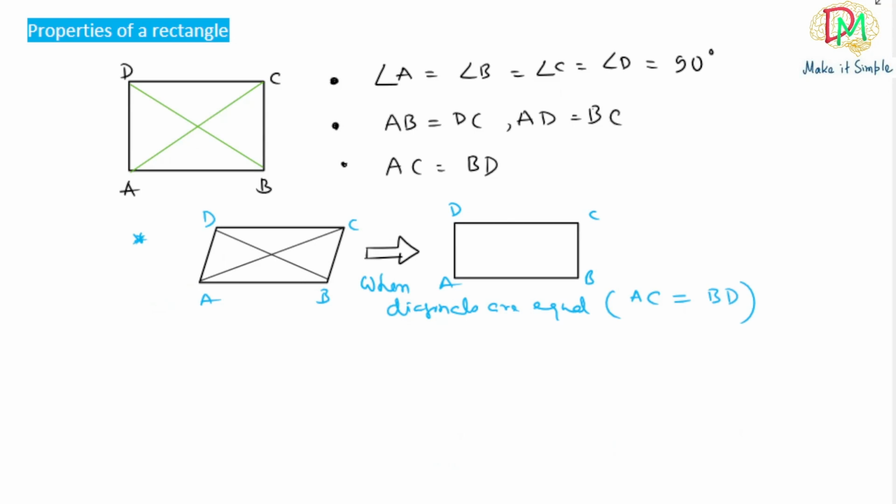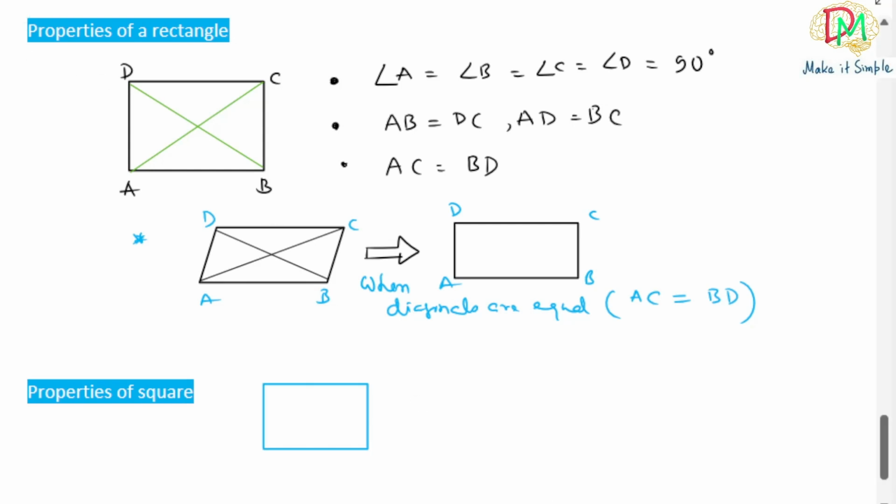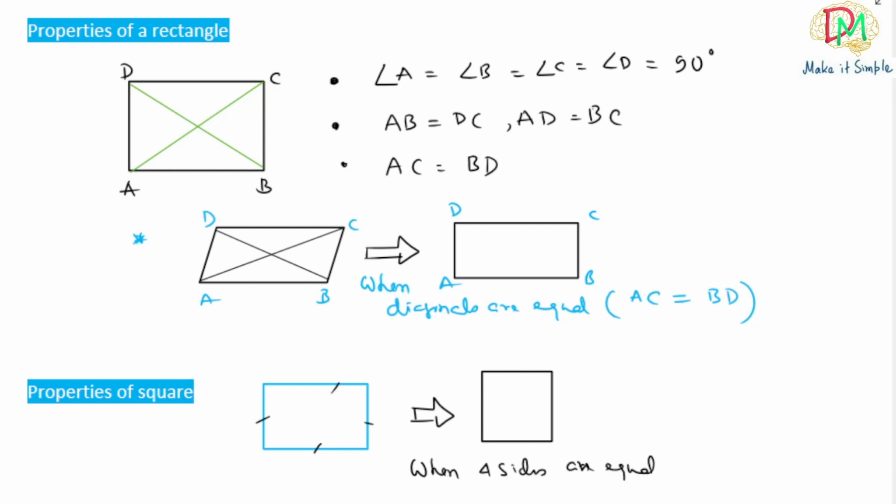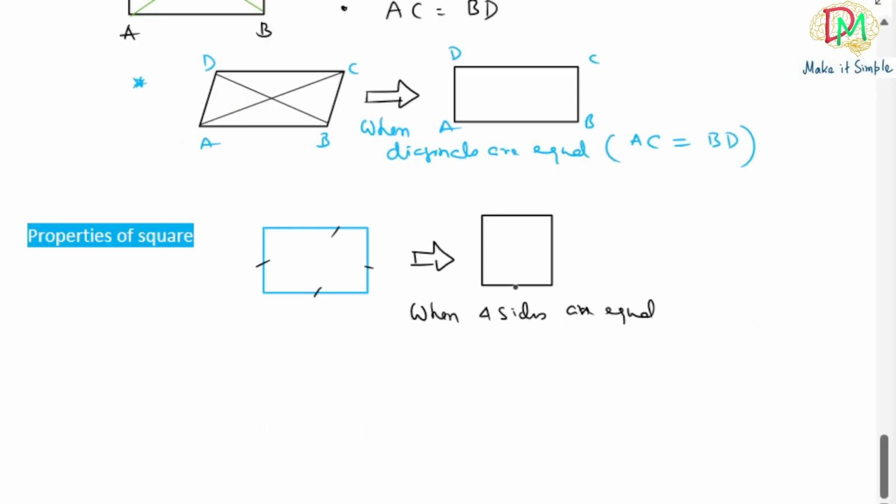Properties of square. It follows all the rectangle properties. When these four sides are equal, then it converts into the square. Clear? So we can say in the square all sides are equal in length.